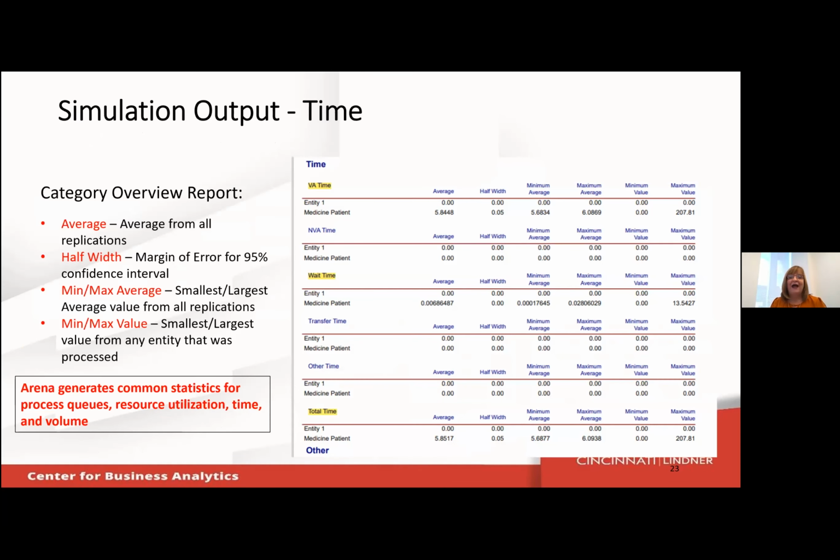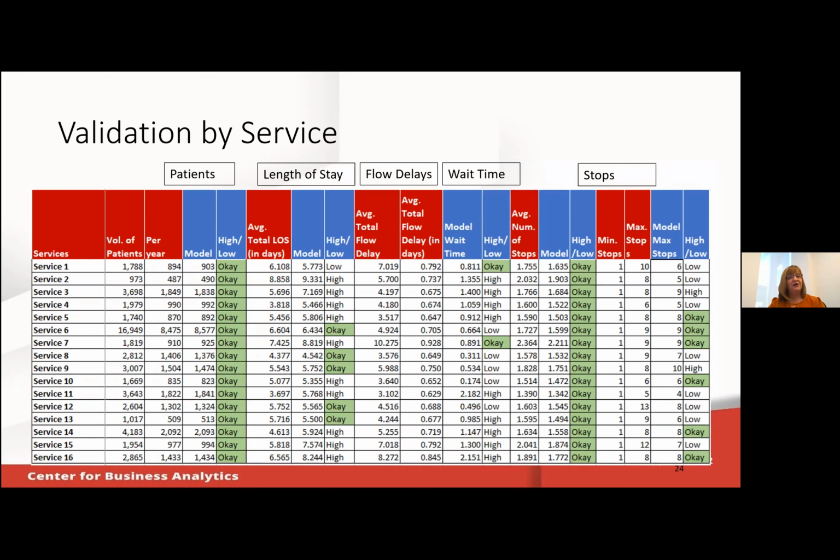Here's an example of output that generally comes from ARENA if you're doing discrete event simulation. We get a lot of data related to entities, and it will generate an average, a half width, a min and max average, and then a min and max value from your data. It'll generate common statistics for process queues, resource utilization, time, volume, and things like that. So we were able to get a lot of output automatically from Arena, but there were other measures that we had to set up the model to generate. And I know I'm short on time, but here are some of the models we did.